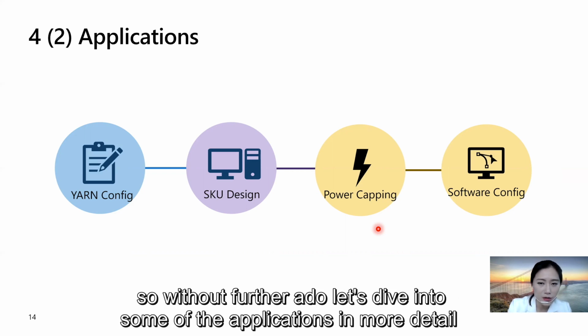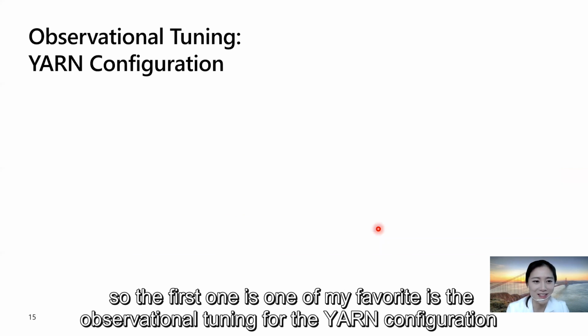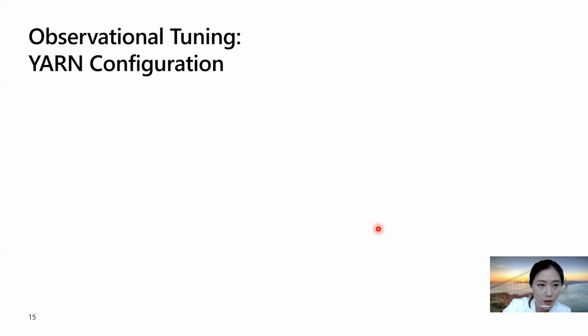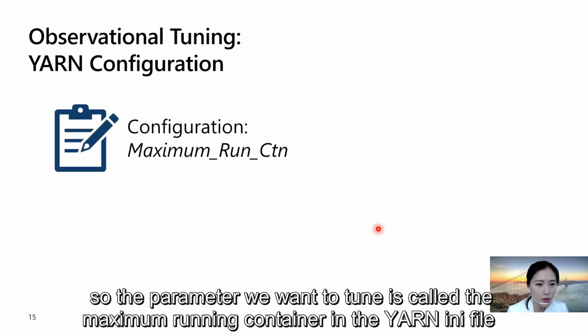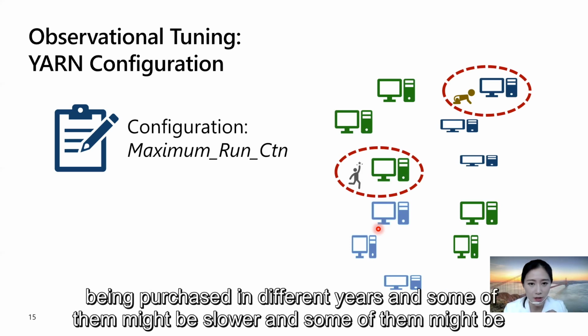So without further ado, let's dive into some of the applications in more detail. The first one is one of my favorites, the observational tuning for the YARN configuration. The parameter we want to tune is called the maximum running container in the YARN init file. What we have observed in the system is that we have multiple groups of machines being purchased in different years, and some of them might be slower and some of them might be faster.